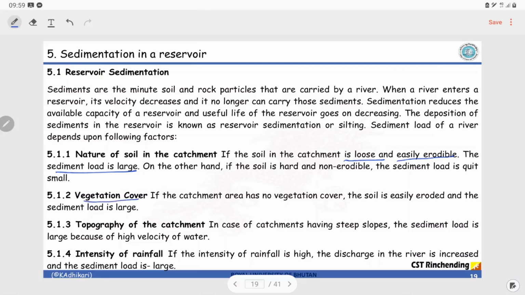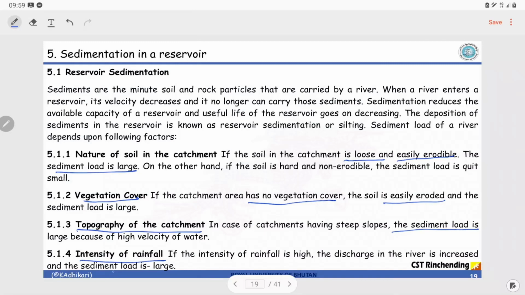Next is the vegetation cover. If there is no vegetation cover, then the soil is easily erodible, so all the sediments will get into the reservoir. Then the topography of the catchment. If it is like a Himalayan catchment, with very steep slopes, the river has more energy to carry more sediment along with it. Then the intensity of rainfall. The higher the intensity, the higher the capacity to flush out the topsoil.